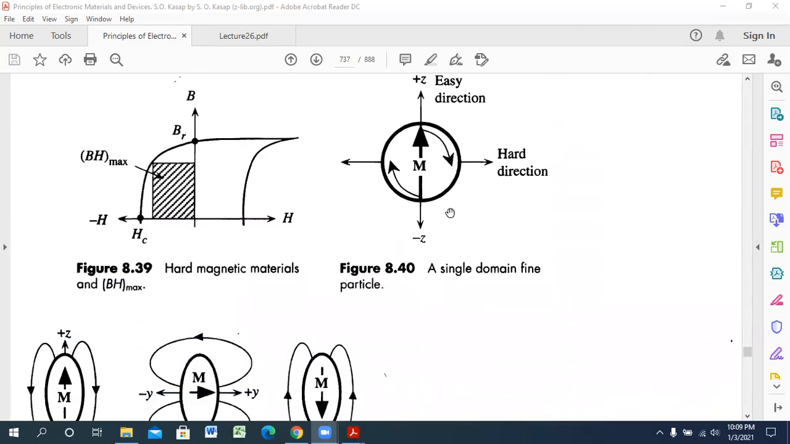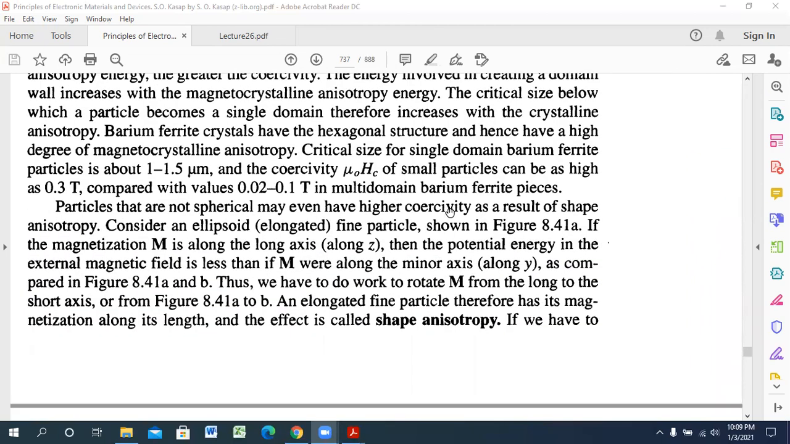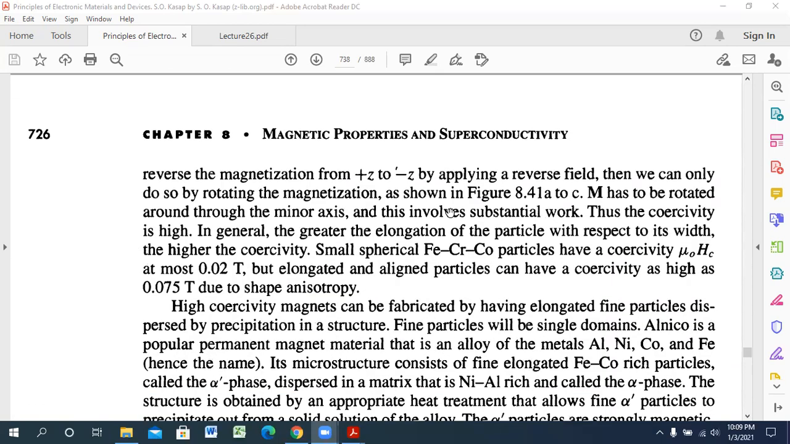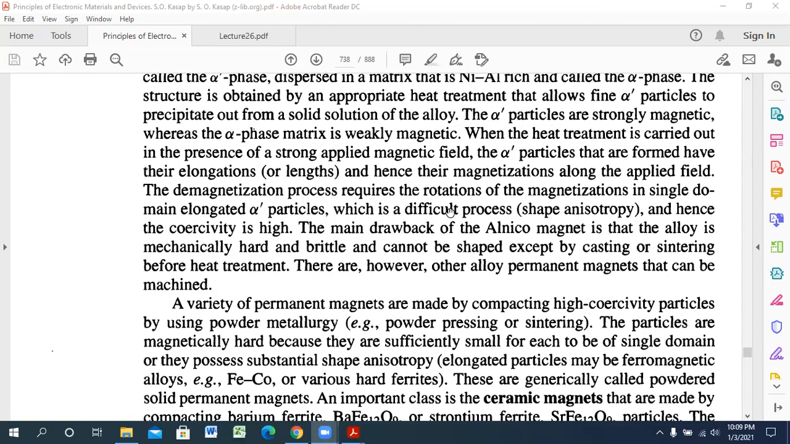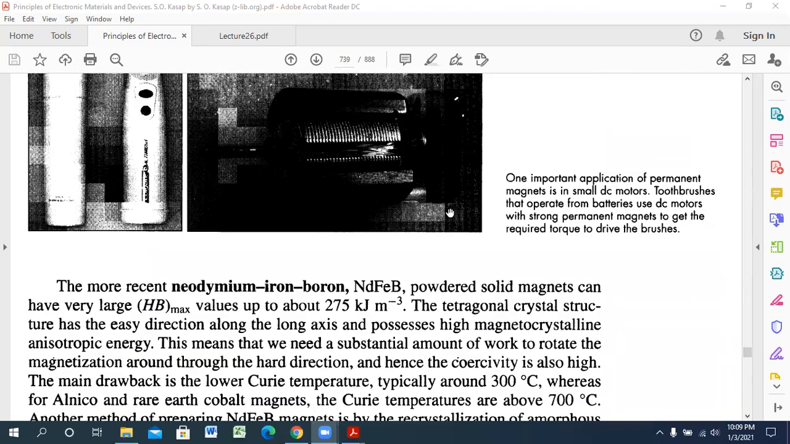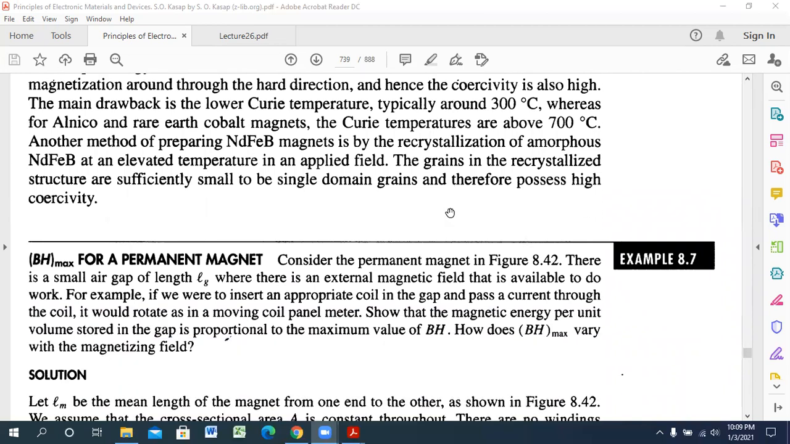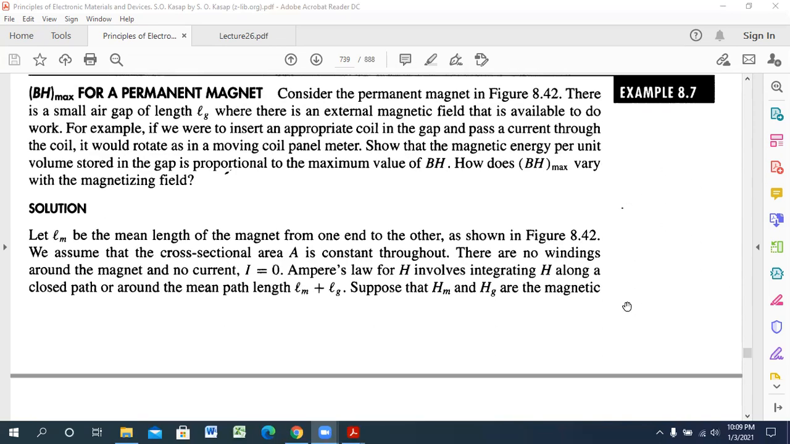Okay. From here you will find another concept, that is the single domain fine particle. I think this won't be very difficult for you. If you go through these things, you will understand this word. Okay. It is mostly the literature part, so I think you can go through this part by yourself. I'm requesting all of you to go through this part. Next, try to solve example number 8.7.